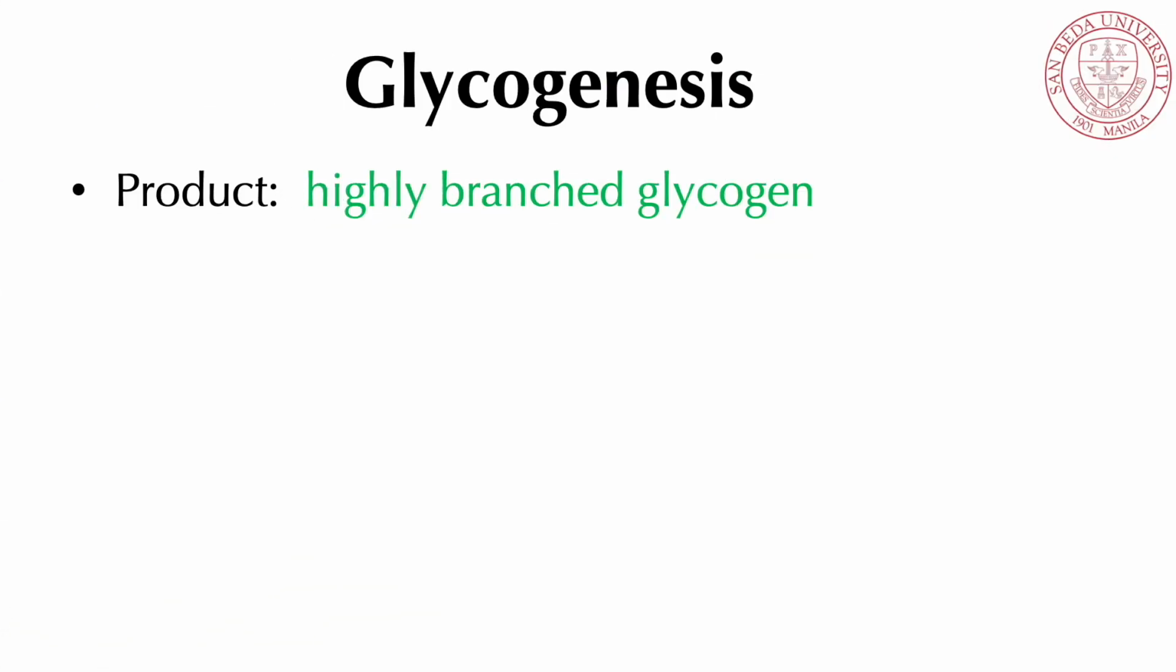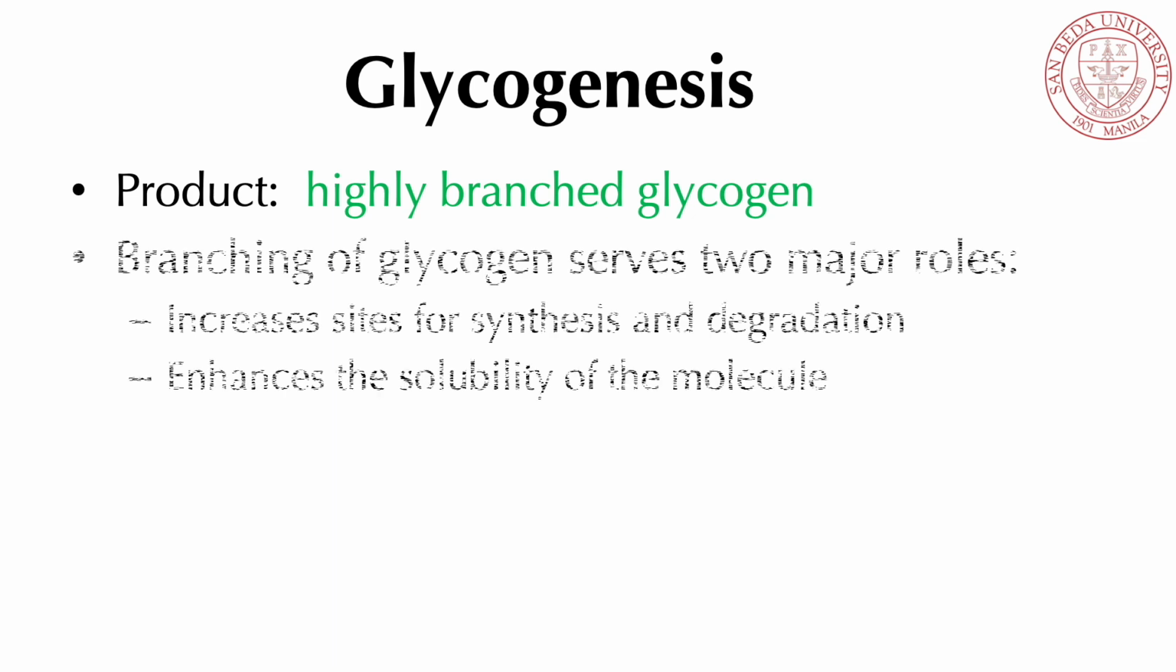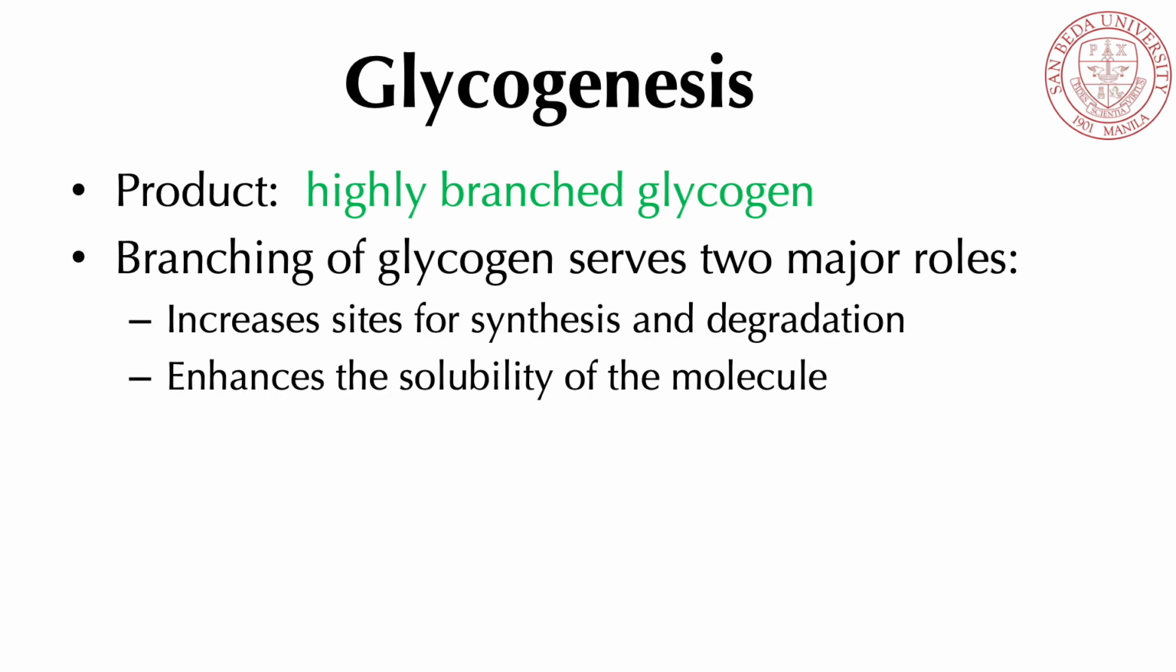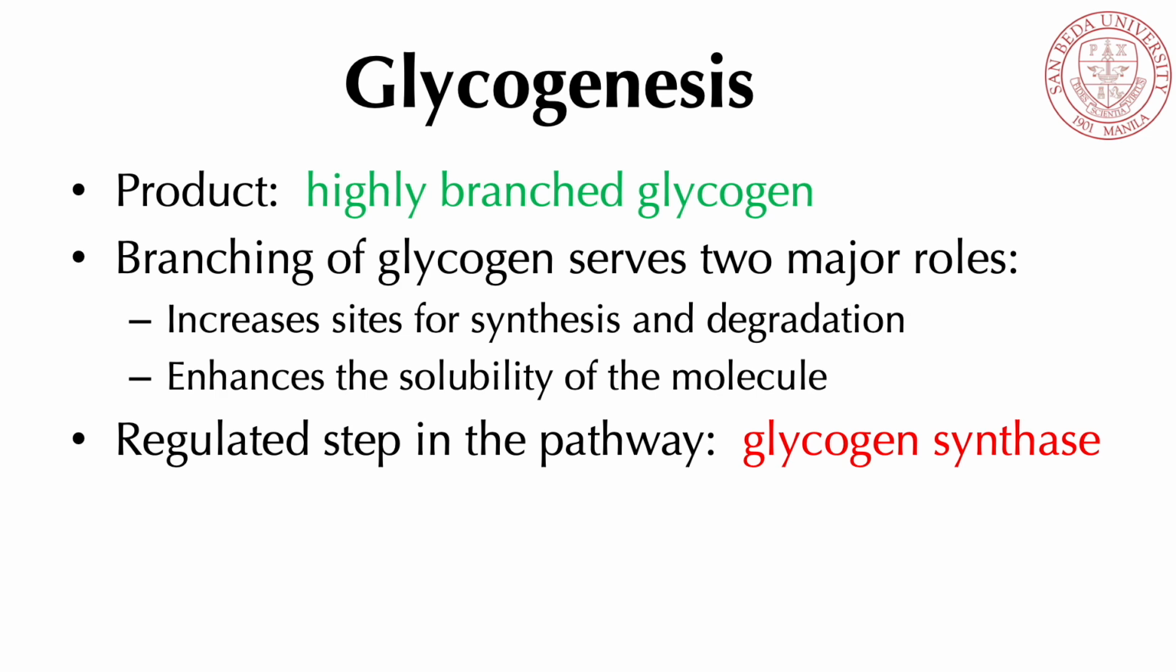In summary, the product of glycogenesis is a highly branched glycogen molecule. As mentioned earlier, the branching of glycogen serves two major roles: to increase the number of sites for synthesis and degradation, and to enhance the solubility of the molecule. Glycogen synthase is the regulated enzyme in this anabolic pathway.